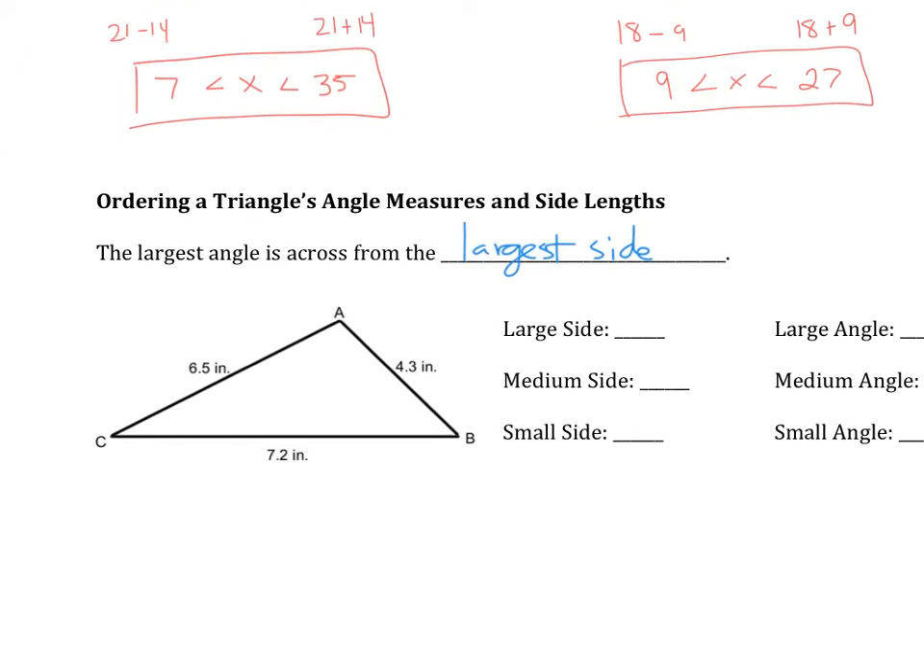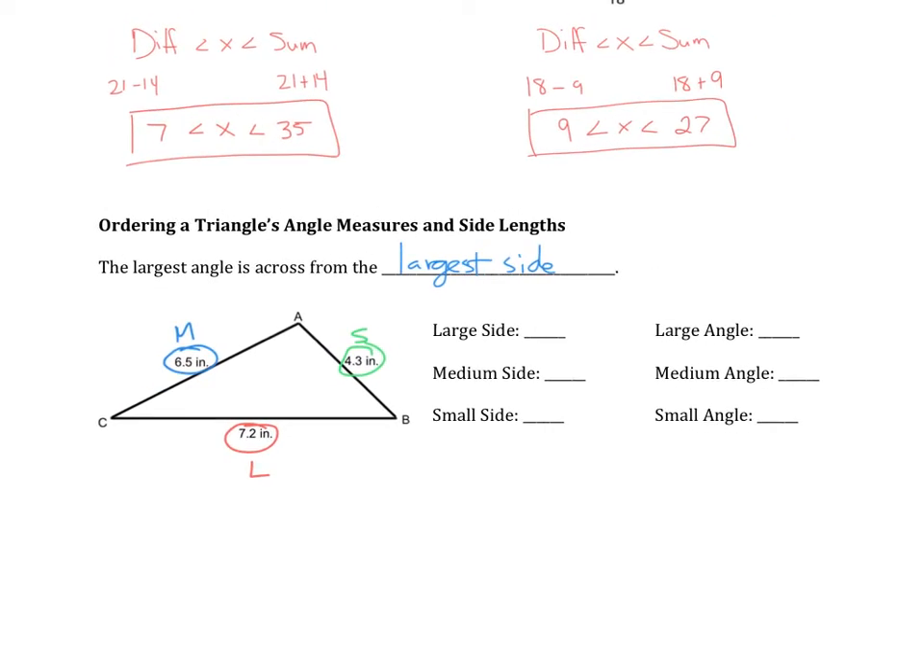So, in this case, we have a triangle. And what I would do first is go through and label which one is your largest side, your medium side, and your smallest side. So if we look at our triangle, our largest side is going to be 7.2. Our medium side is 6.5. And our smallest side is 4.3. Okay, so hopefully you agree with that. And so we're going to label those.